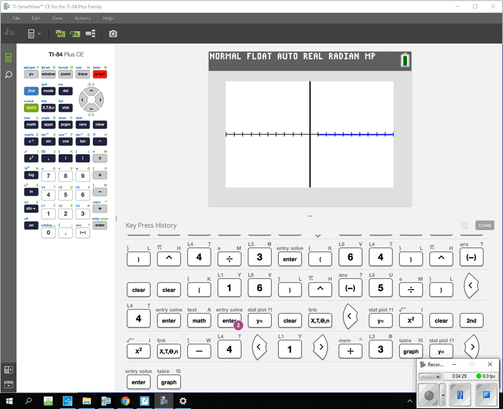So I apologize. I stopped there for a second. My window is messed up, so I should have known that. There it is. All right, so I went to Zoom 6 and made my window better again.